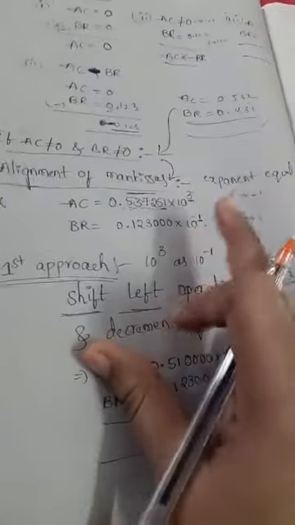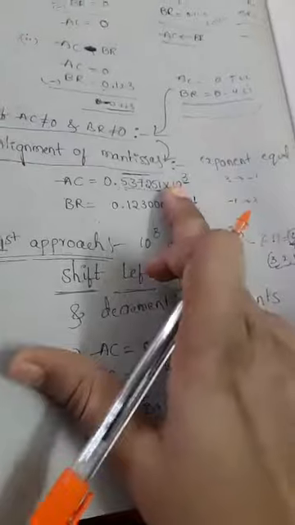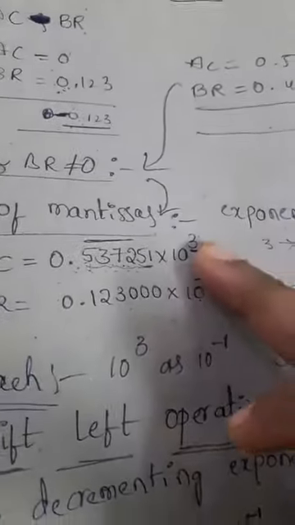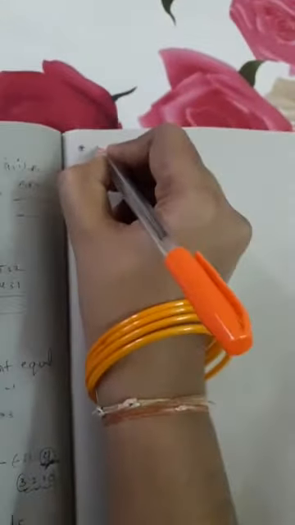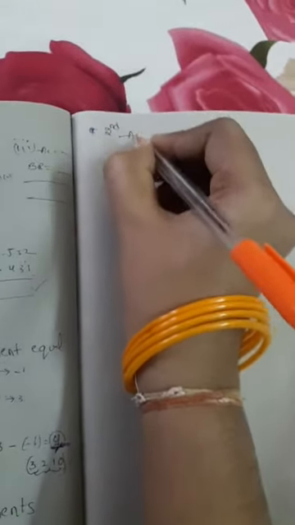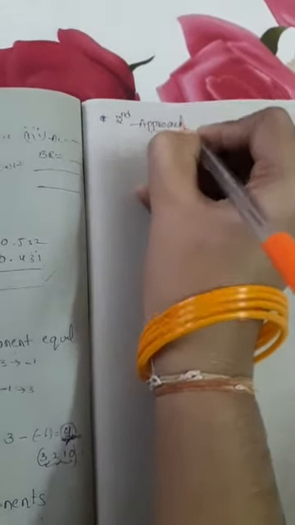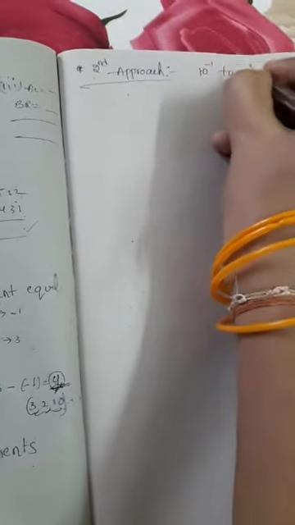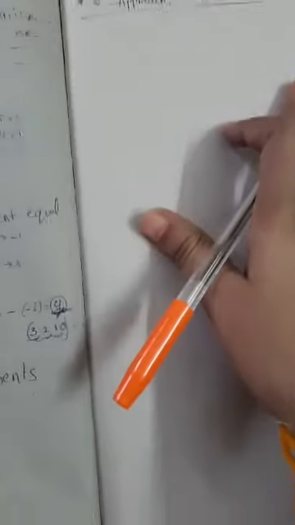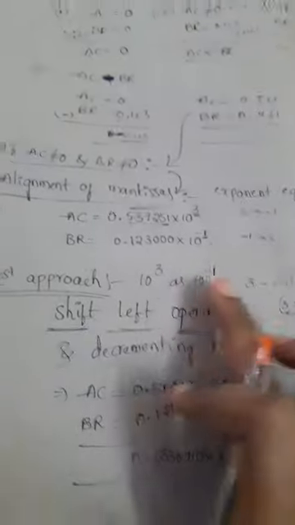Okay, so now coming to the second approach. The second approach is nothing but converting this 10 power minus 1 as 10 power 3. What happened? How will that exponent be converted like this, what is the procedure we are having, now we'll see. Okay, let us take the second approach. Clearly I am writing here 10 power minus 1 should be 10 power 3. So 10 power 3 as 10 power minus 1, that is the first approach.